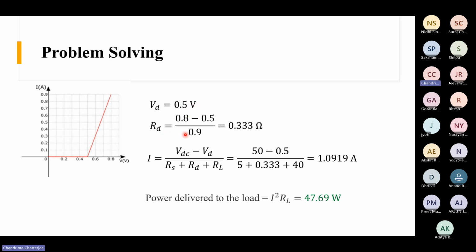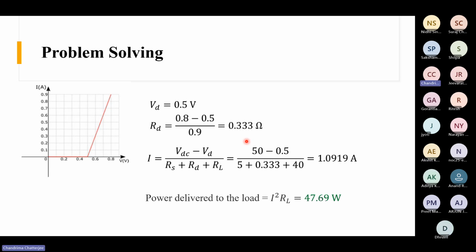And RD is delta V by delta I. So what is delta V? Delta V is the difference between this point and this point, 0.8 minus 0.5. And delta I is from 0 to this point, which is 0.9. So it comes out to be 0.333 ohm, right? Till this step, is it clear how I got to this value? This is just delta V by delta I from this relation. Is it okay? Yes, ma'am.